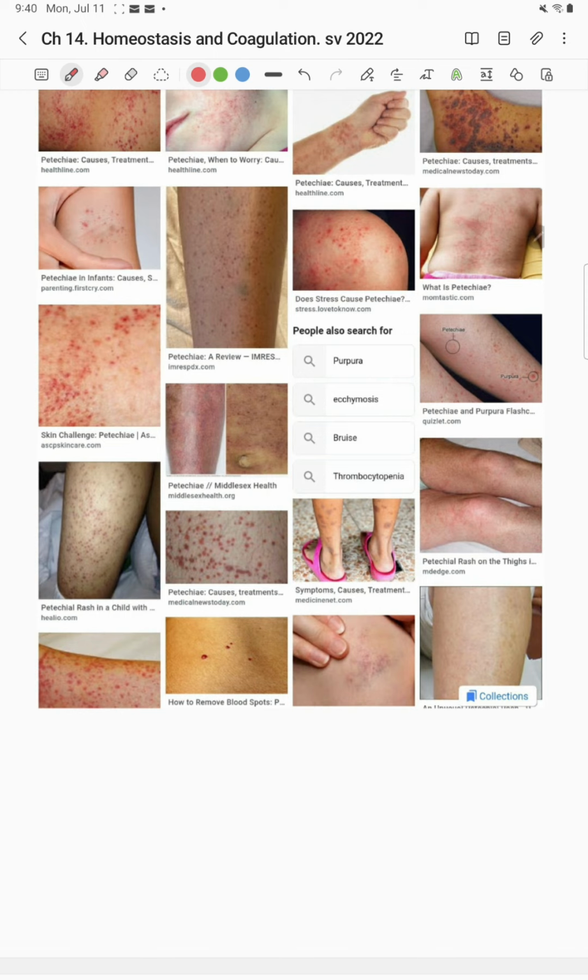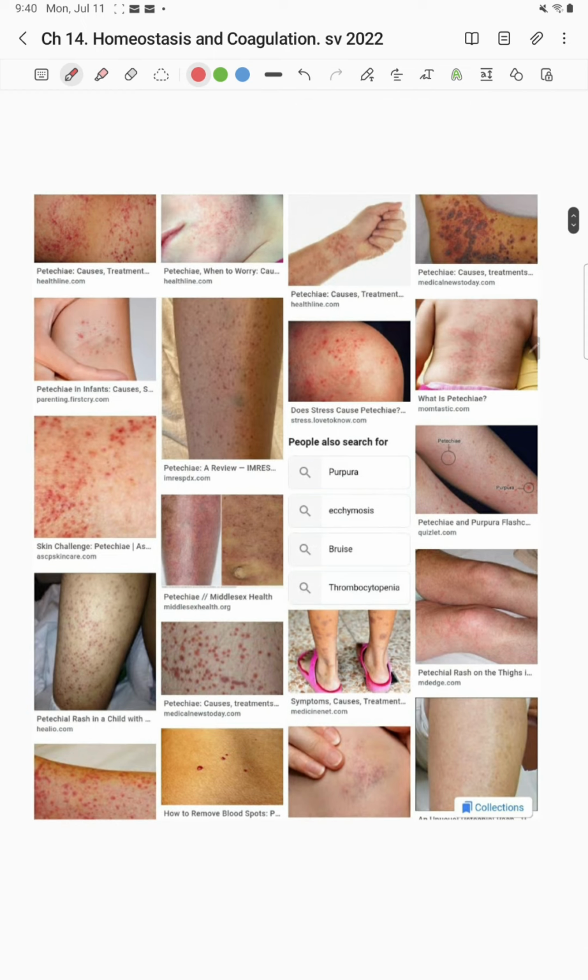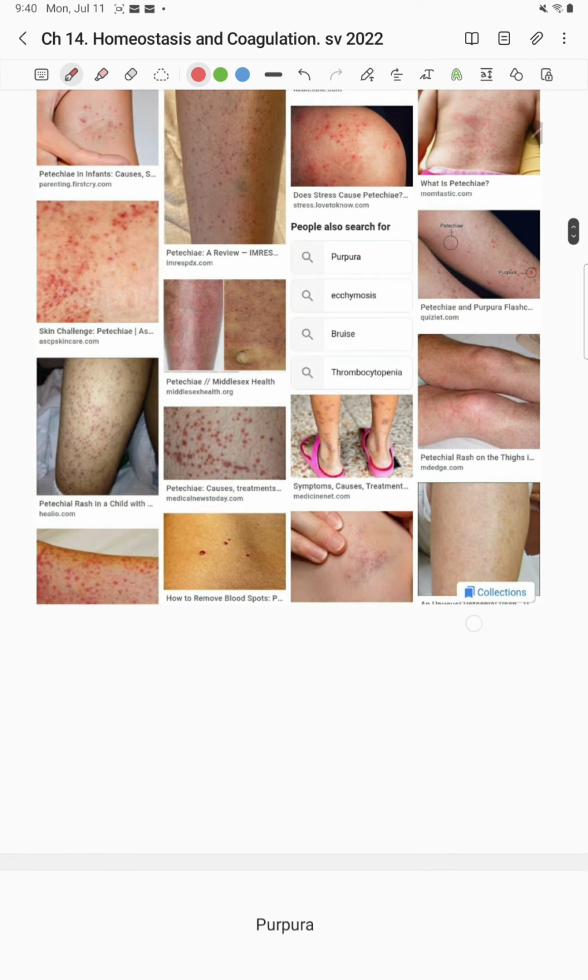Okay, minor trauma can cause this. So just bumping your hand against the coffee table or overstretching or something like that. Anything that can pop the capillaries, and the body has an abnormal ability to heal the area.